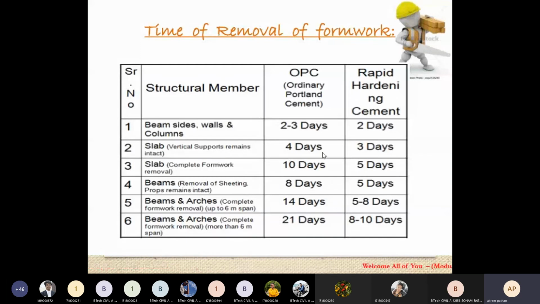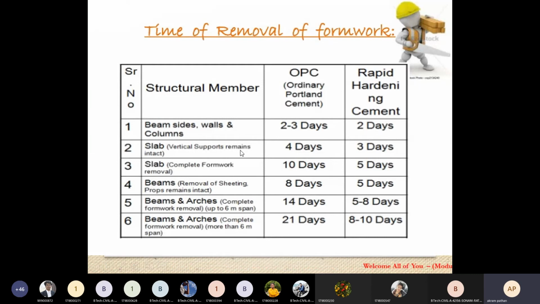In this particular table, if you see here, we have the structural members in the second column, and in the third column, the ordinary Portland cement. If you use OPC in concreting, and if you use a rapid hardening cement, then these are the times for the removal of the formwork. See here the structural members such as beam sides, walls, and columns. In case of OPC, 2 to 3 days and we can remove the beam sides, walls and columns, and in case of the rapid hardening cement, we can remove the formwork within 2 days.